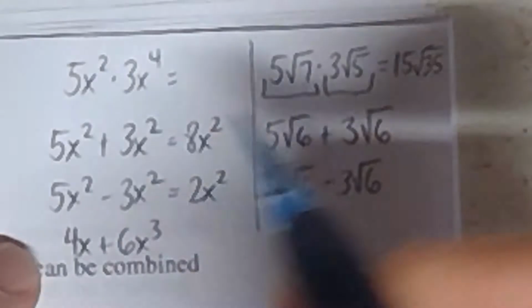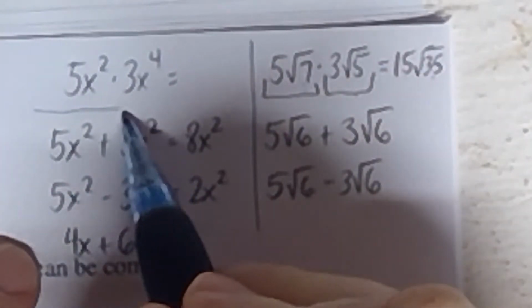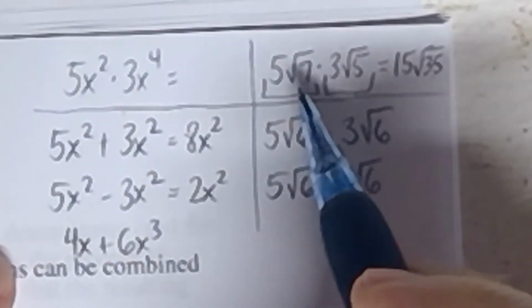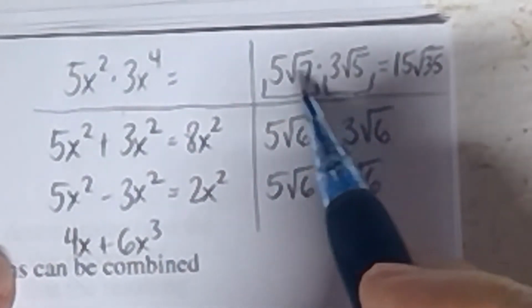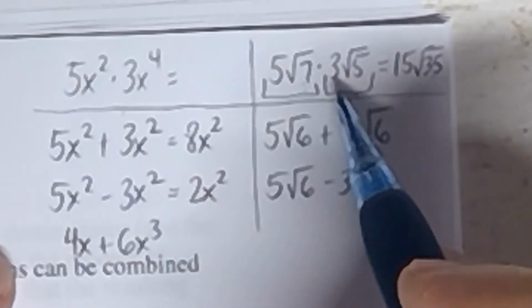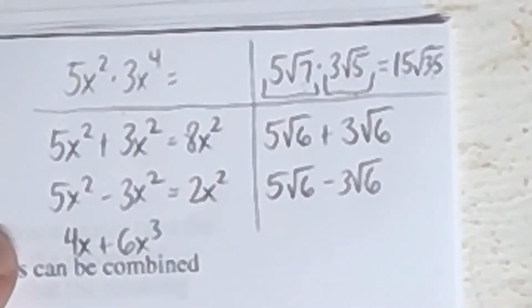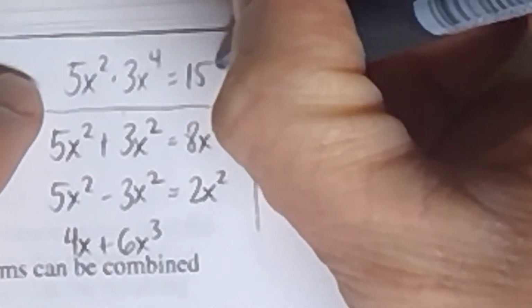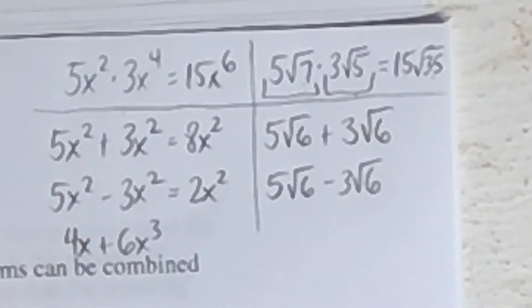But when you're multiplying terms together, nothing needs to be the same, just like with radical terms. Radical terms, the radicals don't need to be the same. The numbers in front of the radicals don't need to be the same either. Okay, you can multiply any two radical terms together, just like you can multiply any two regular terms together. 15x to the 6th. Okay, for example.